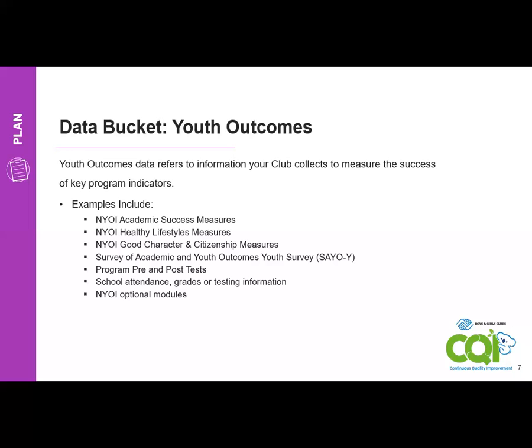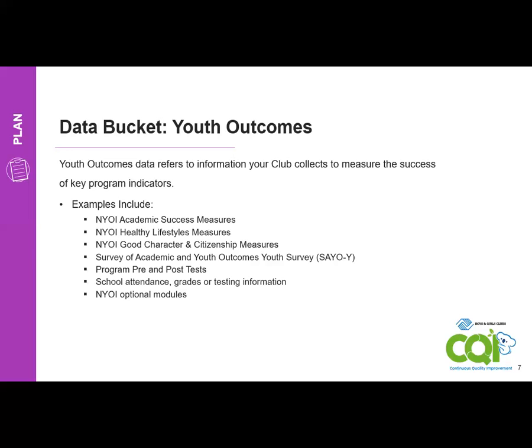The other bucket that we see is how our kids feel about their experience at the club. So when you think about NYOI and youth outcomes, we are not looking at the club experience questions or measures right now. We are only looking at the questions and measures that look at the outcomes: academic success, healthy lifestyles, and good character and citizenship.